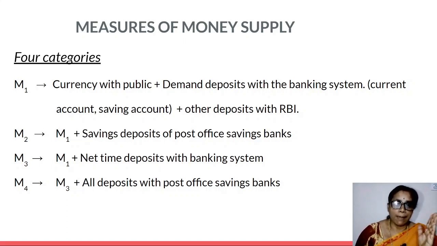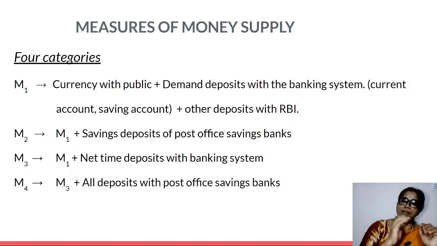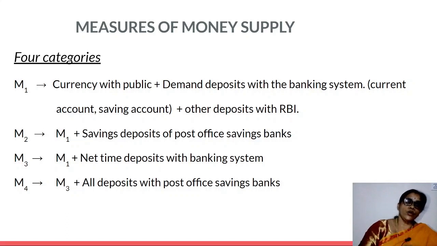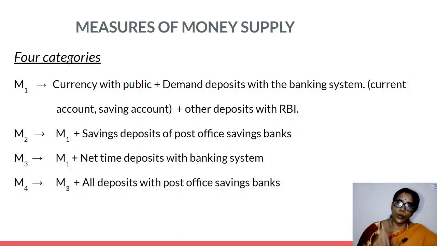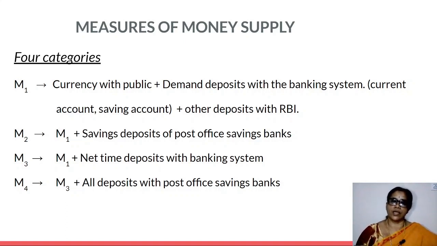Now M2 includes M1 plus saving deposits of post office savings bank. Children, people deposit money not only in banks, but also in post office. Post office also provides various savings facilities for people. So M2 is M1 plus saving deposits of post office savings bank, and M3 is M1 plus net time deposits with the banking system. What is net time deposits with the banking system? In money circulated in the economy, we include only time deposits held by the public in the banks. So that is net time deposit. Banks have other deposits, that is interbank deposits with the commercial banks, and these are not included in M3. So M3 is equal to M1 plus net time deposits with the banking system.